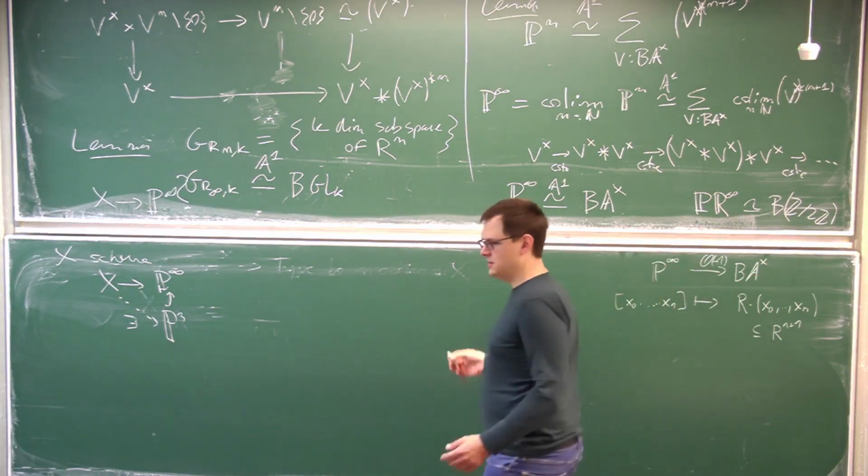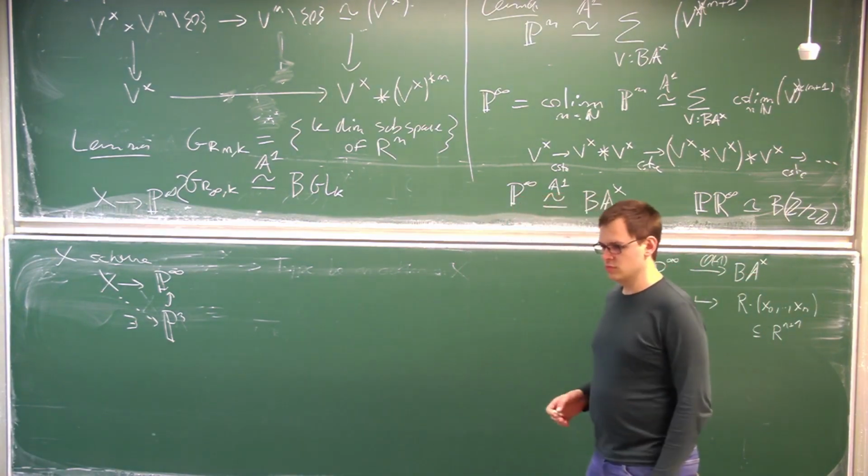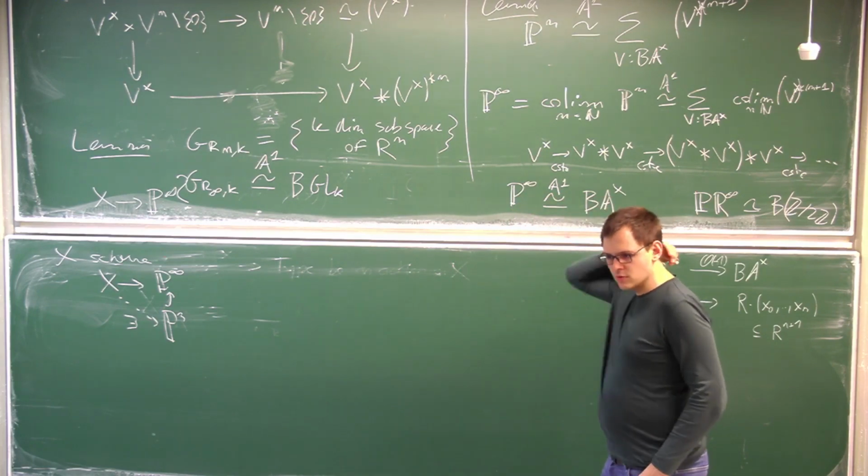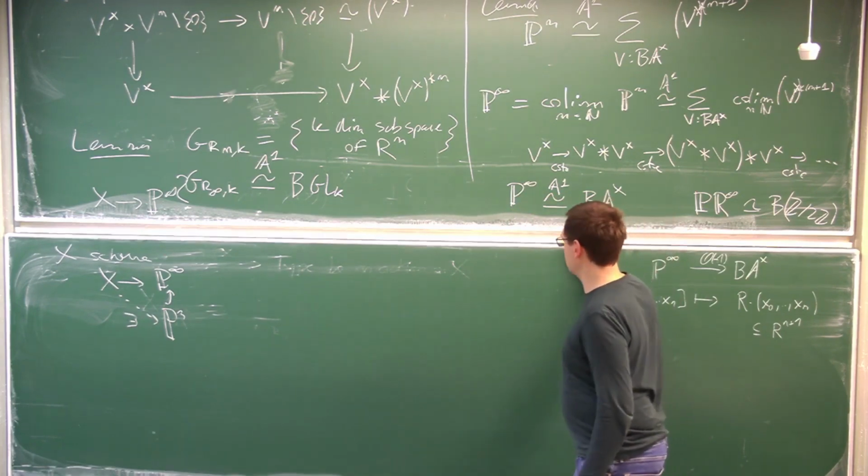So if the family is indexed by some scheme, you mean? Yes. But it could be indexed by something else. I mean, it could even be indexed by R infinity.